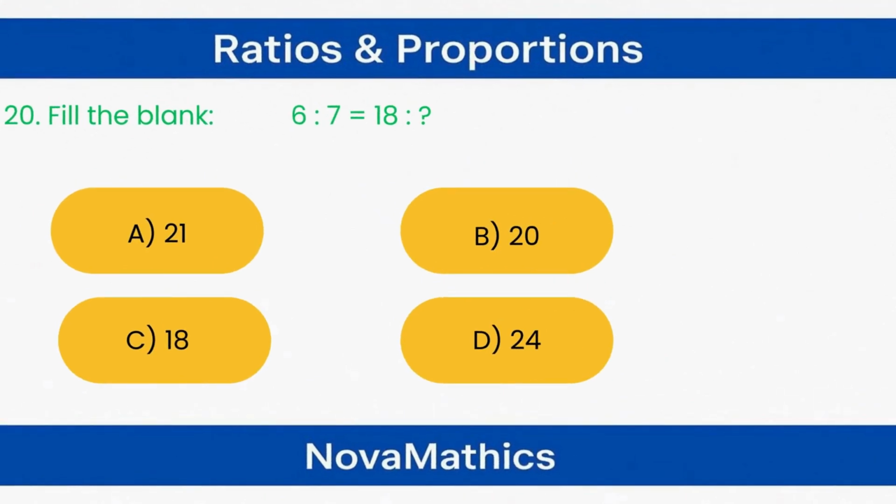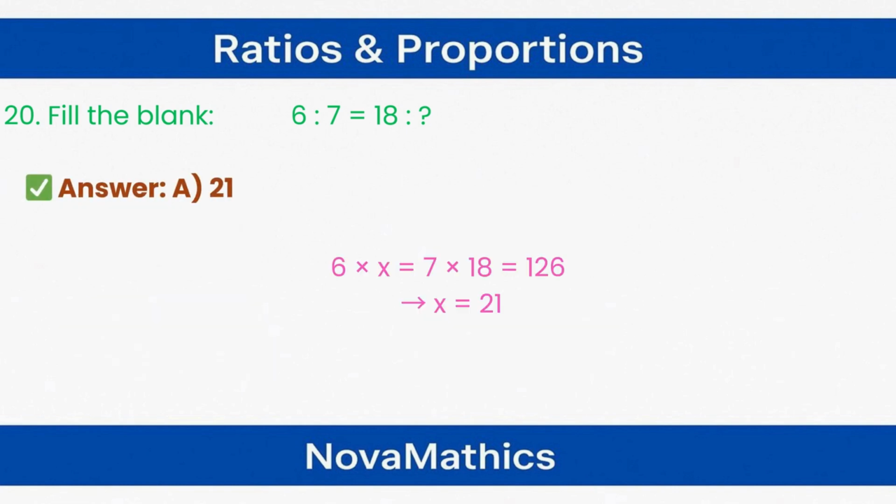20. Fill the blank. 6 to 7 equals 18 to what? Correct answer is 21. 7 times 18 is 126. Divide by 6. X is 21.